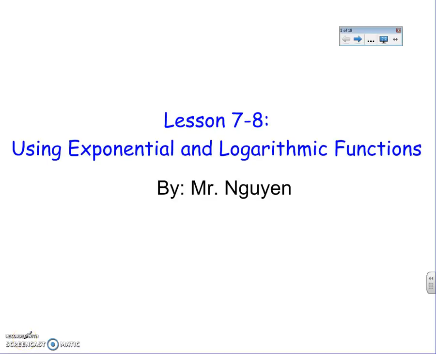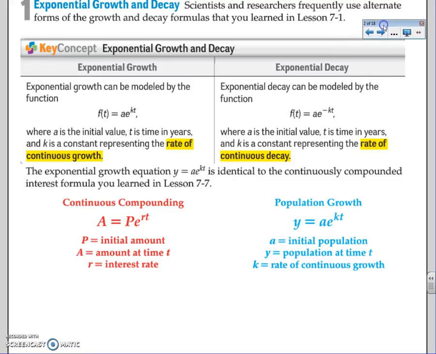Today's video will be using exponential and logarithmic functions in real life. Scientists and researchers use a different formula for growth and decay than lesson 7-1, because we usually have continuous growth and decay. Here's our equation: y equals ae to the kt for growth, y equals ae to the negative kt for decay. Again, negative exponent means decay, positive exponent means growth.